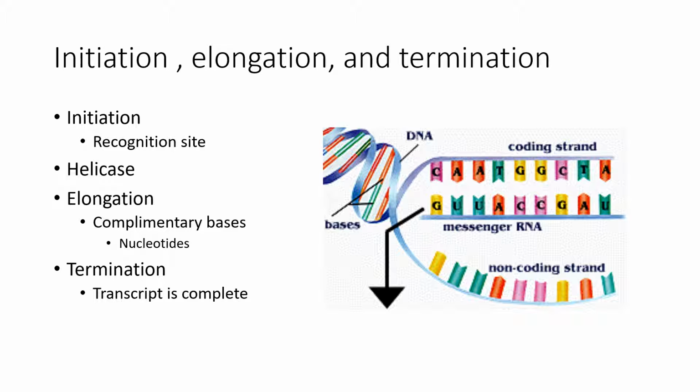Then, during elongation, the RNA polymerase slides along the template DNA strand as complementary bases pair up. The RNA polymerase links the nucleotides to the 3' end of the growing RNA molecule. Once the RNA polymerase reaches the terminator portion of the gene, the messenger RNA transcript is complete, and the RNA polymerase, the DNA strand, and the messenger RNA transcript dissociate from each other.